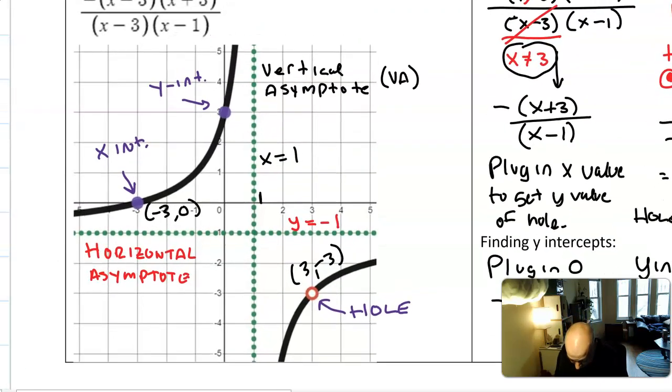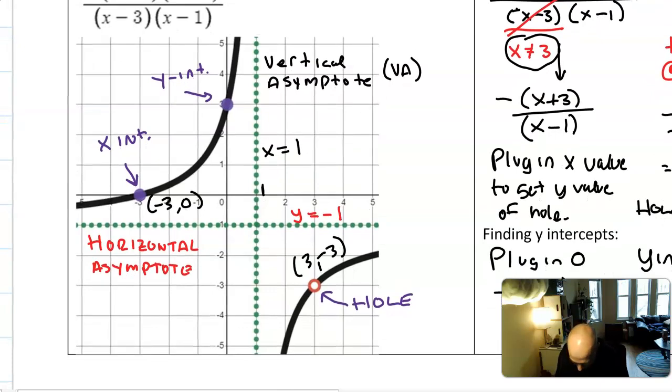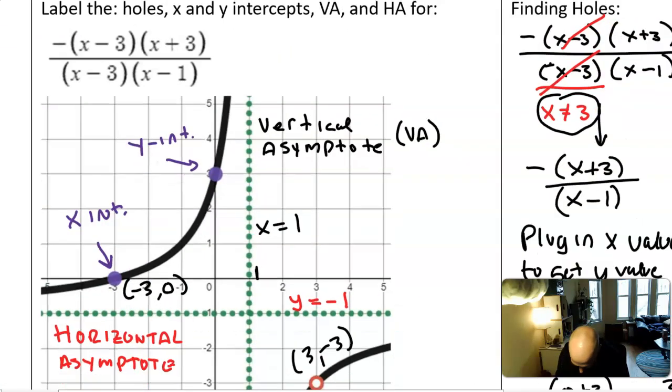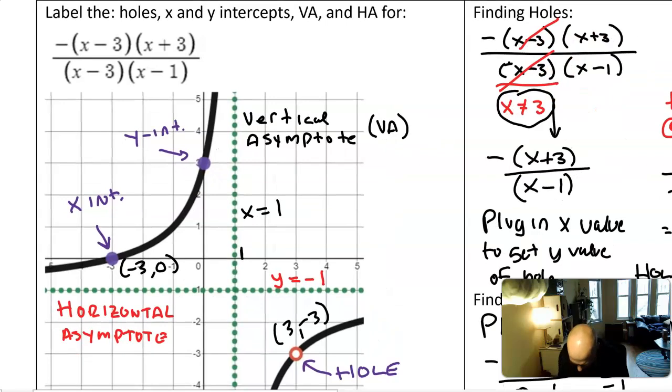So that's because the degrees of the top and bottom were equal. And even in the original, before we canceled out the hole, we could have seen the degrees were equal. This is degree 2 divided by degree 2.